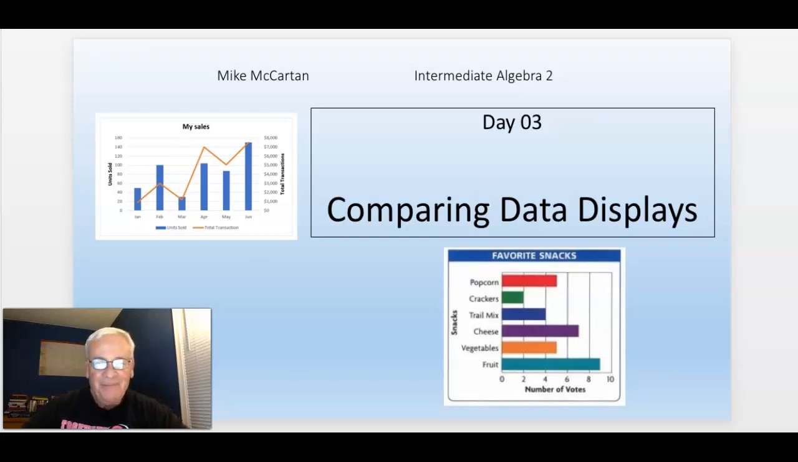Thanks for showing up. Guys, today we're going to look at comparing data displays. Yesterday we looked at different kinds of data displays. Today we're going to compare two different kinds of data displays, or sometimes it's even the same data displays, just two different sets of data, right? And try and use that to answer some questions.